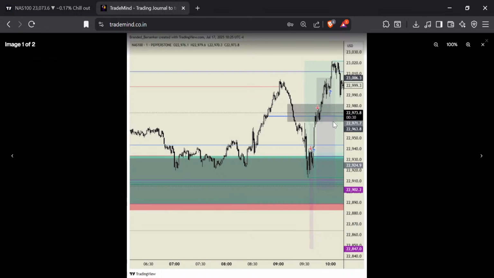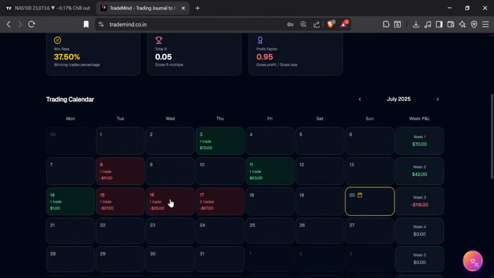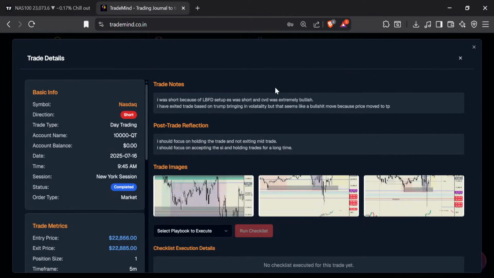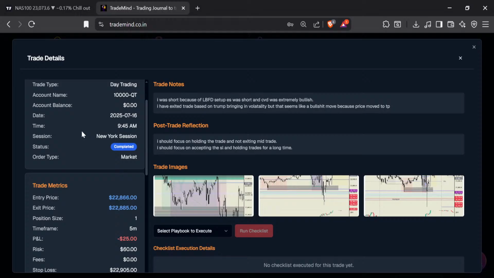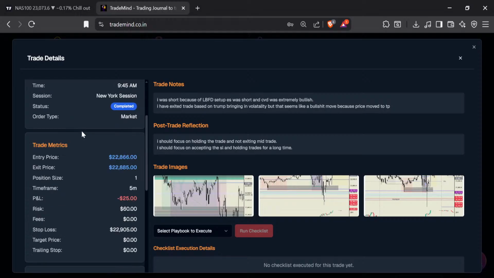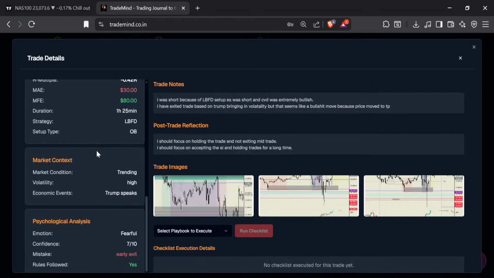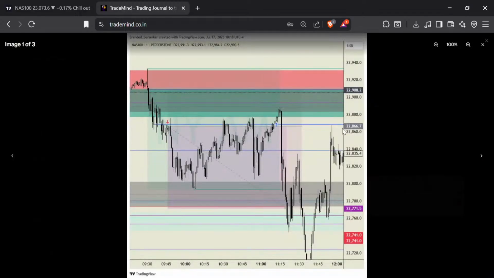But yeah, again I learned my lesson here. This is the trade I took on Wednesday, around an economic event. Yeah, this is a very good trade. I am supposed to hold this trade, because I went short here. My SL was above these areas, and my target was here. And as you can see, this is the area where Trump started to speak.